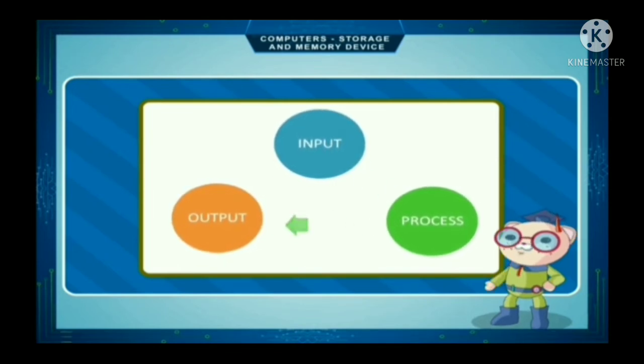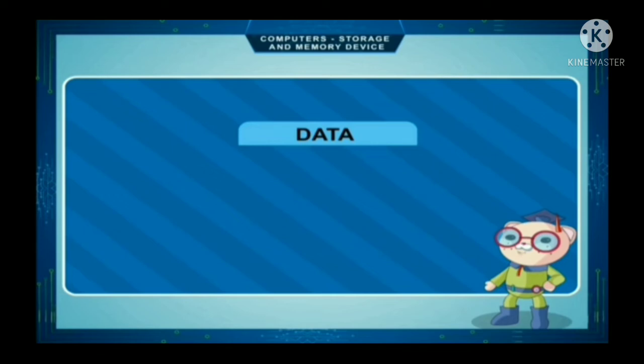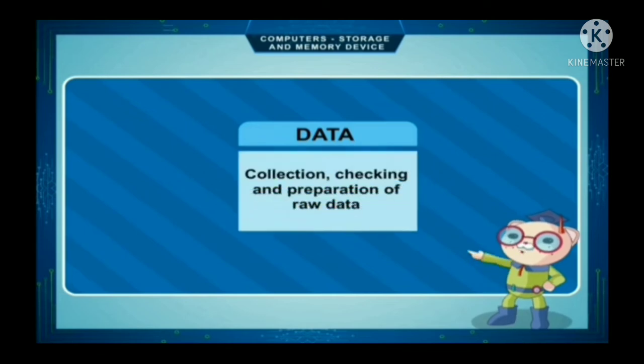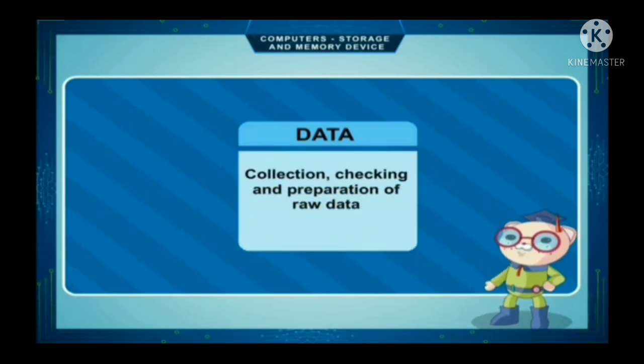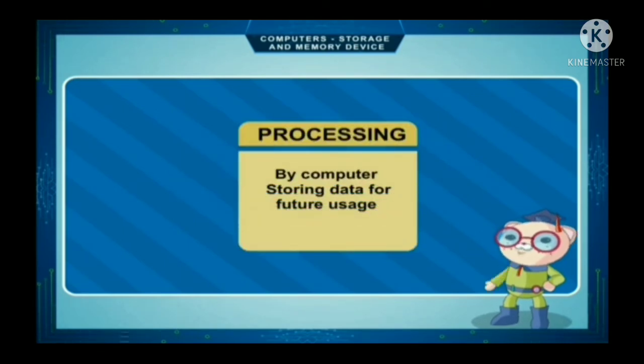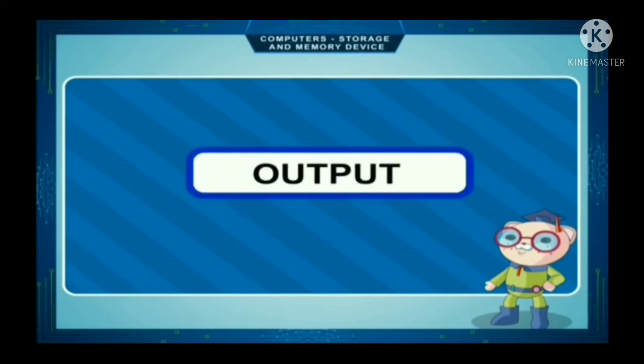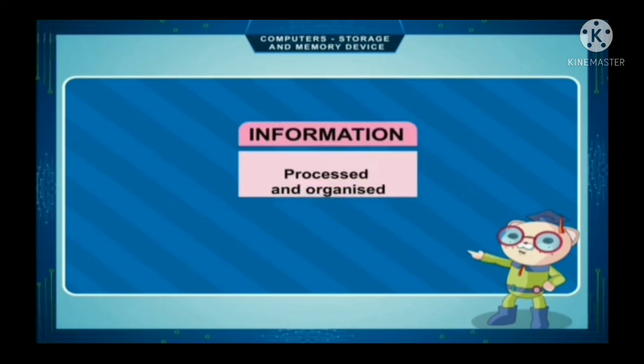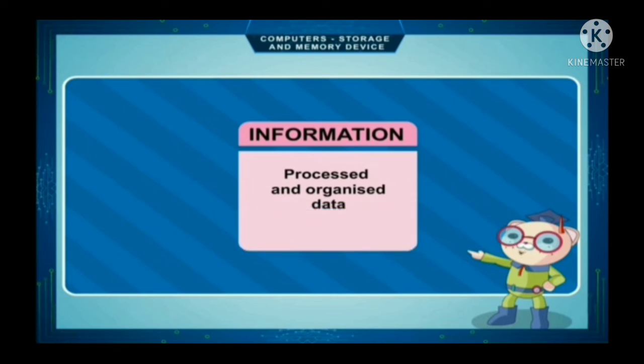This becomes a cycle. Data collection, checking and preparation of raw data. Input, processing by computer, storing data for future usage. Output, information: processed and organized data.